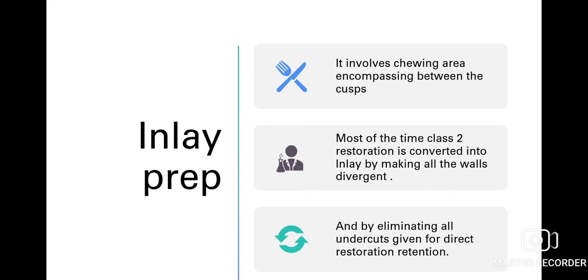For inlay prep, as I told, it involves the chewing area between the cusps. Most of the time, it is the class 2 cavity which is converted into the inlay. We make all the walls divergent, and any undercuts we have given for the direct restorations, like vertical grooves or any kind of undercuts, we have to remove. We have to eliminate them for our indirect restorations.